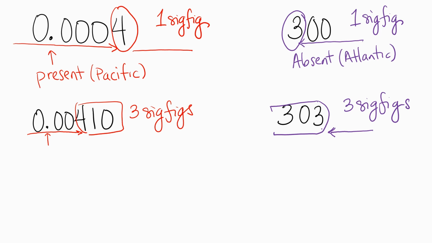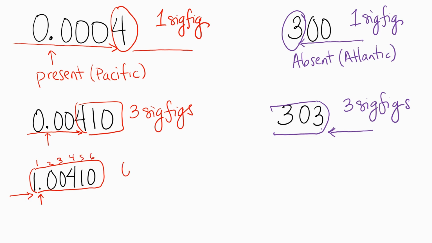Okay, so let's continue to escalate and see what happens. What if our value is actually 1.00410? Now we've gotten a little bit more complicated. We're going to do the same thing. We have a present decimal, which means we're going to go from the Pacific side. My first non-zero value is this 1 right here. And so what that tells us is that every single value afterward is significant. So I have 1, 2, 3, 4, 5, 6 sigfigs here.